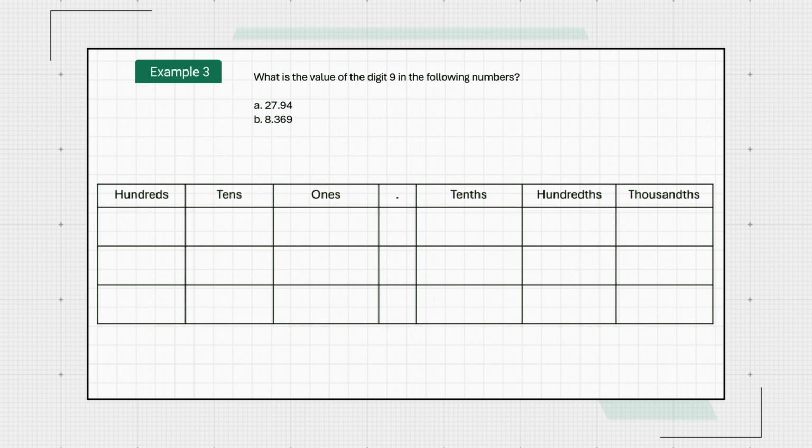Alright, here's another one to practice, so pause the video if you want to give it a go yourself. What is the value of the digit 9 in the following numbers? So A, we have 2 groups of 10, 7 ones, the decimal place, 9 tenths, and 4 hundredths. So the 9 is 9 out of 10.